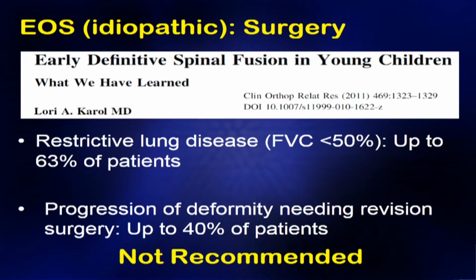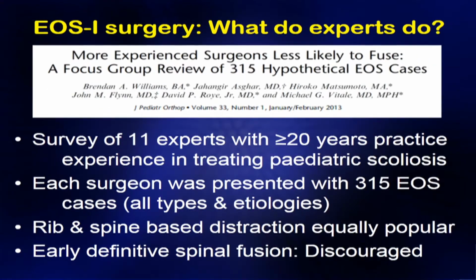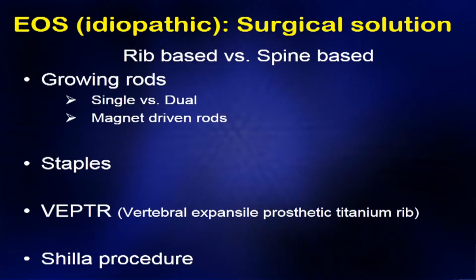Surgery: you have to medically optimize these patients prior to surgery. It's very important to have a pediatrician involved, have pulmonary and airway management, nutritional support in many of these patients, and understand that some of these patients are osteopenic and that you're going to have difficulties with fixation and anchorage. But the important point is that it is something that is multidisciplinary and requires very much a teamwork approach. So what do experts do? Really, there is very little consensus. The rib and spine-based distraction systems are equally popular. Again, what is agreed is that early definitive spinal fusion should be discouraged. In terms of the available techniques, you can have a single rod, a dual rod, nowadays the magnetically driven rod, staples, the VEPTR, which is available, and the Shilla procedure.